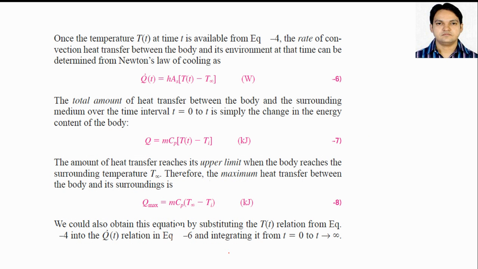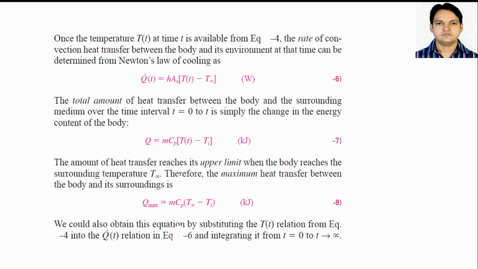Once the temperature at some time T is available from equation 4, the rate of convection heat transfer between the body and its environment at that time can be determined by Newton's law of cooling, as we know, Q equal to hA(T minus T infinity).